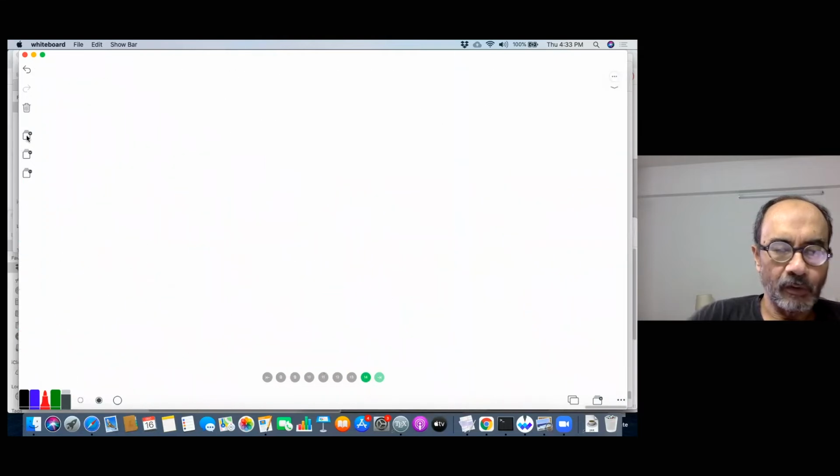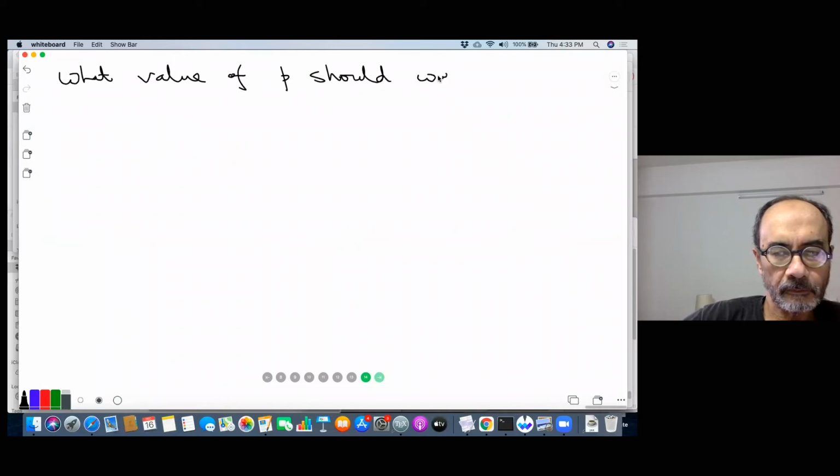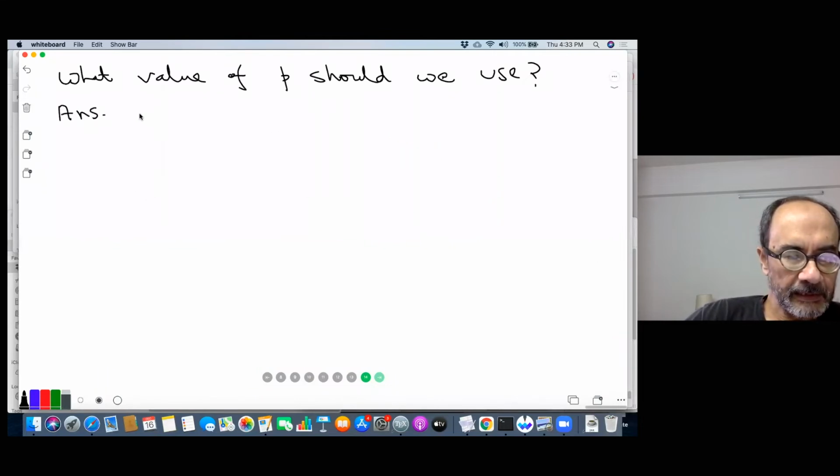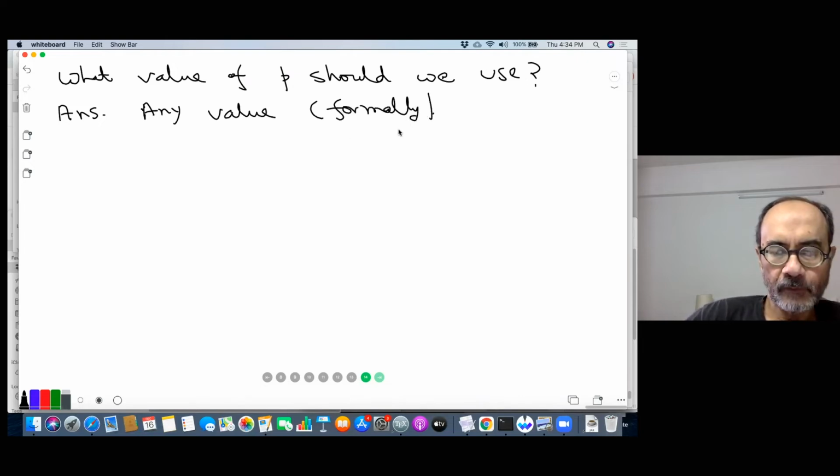Given this, we can ask which P. What value of P should we choose? The answer turns out to be any one, any value. But this answer is a somewhat formal answer, and I'll explain why. Formally, you can choose any value of P and that will work. All P give the same answer. So you fix your P.